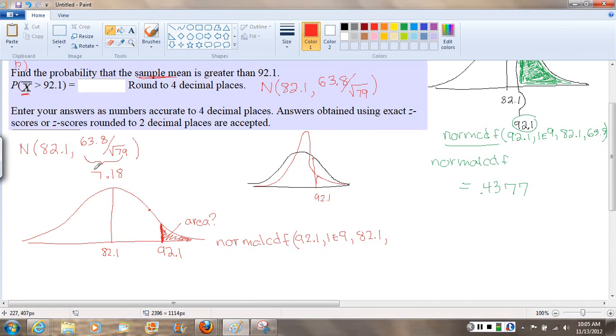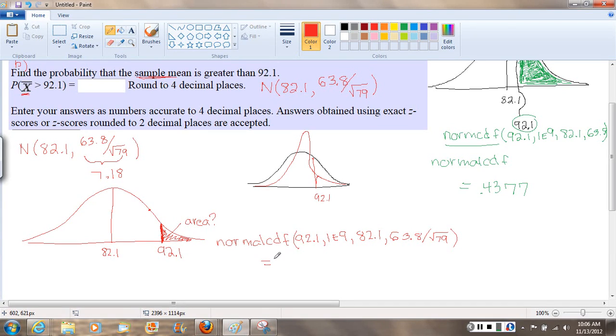but I don't want to put 7.18 in my calculator because that's a rounded number. It's going to cause this answer to be off a little bit. I want to put in that calculation directly, and I can do that on the calculator. I can say 63.8 divided by, put that right in there, square root of 79, then close that parenthesis, and that will give me a more exact answer from the calculator.